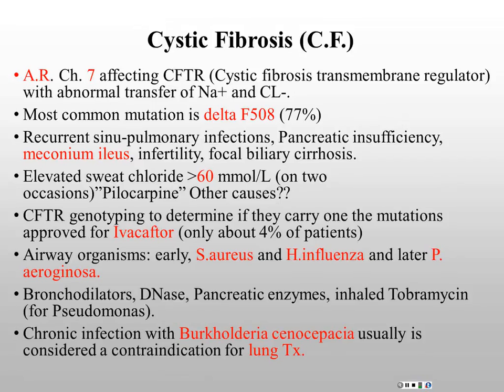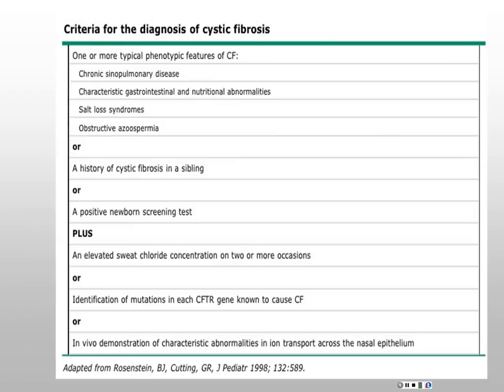Chronic infection with B. cepacia is a contraindication for lung transplant. So if you want to know anything, just remember this medicine, 4% of the population may benefit. This is a contraindication for lung transplant in most of the centers. It's secondary to a problem of chromosome 7, and for the sweat chloride test, remember the number 60.